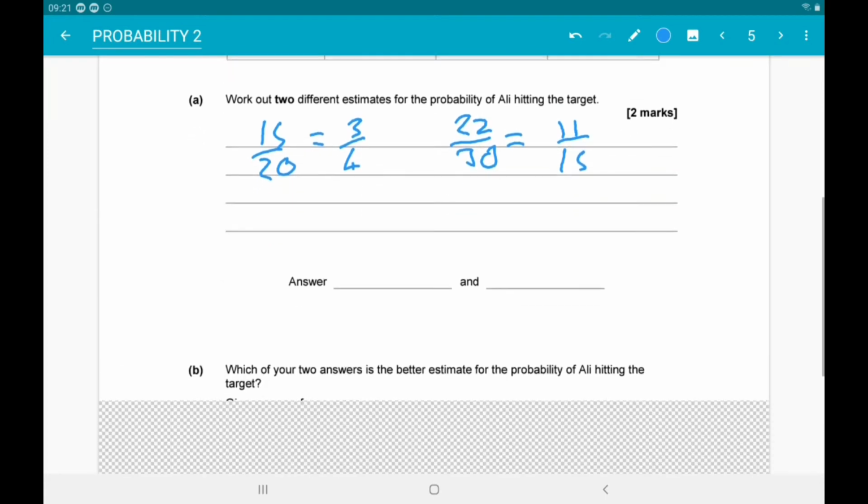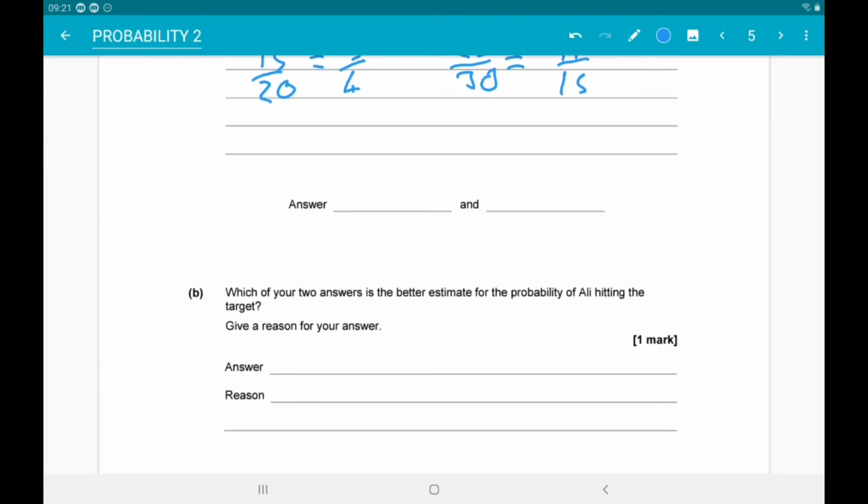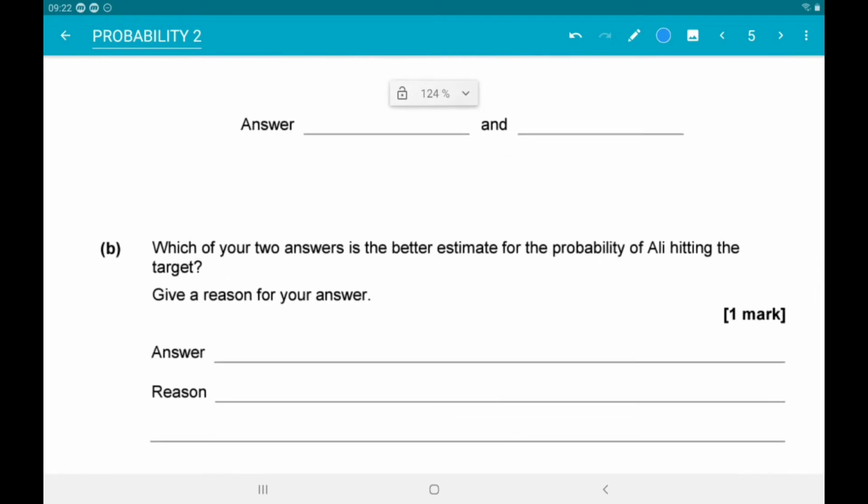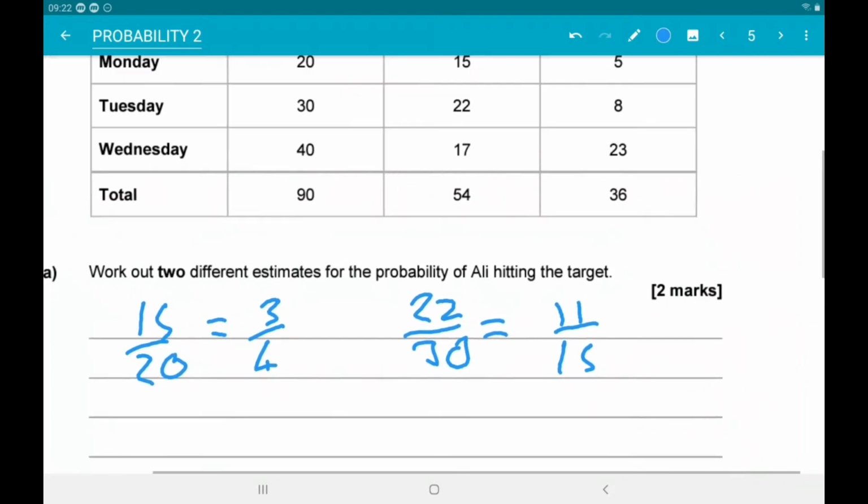Part B asks which one of our answers gives the better estimate of the probability he hits the target. The more times we do a trial, the more accurate our results. So our most accurate one here was 22 out of 30, because there were a greater number of trials on Tuesday than there were on Monday. Now, to get the absolute best estimate, we would use all the data, so all 90 throws. Out of 90 throws, he hit the target 54 times. So the best one would be 54 out of 90.